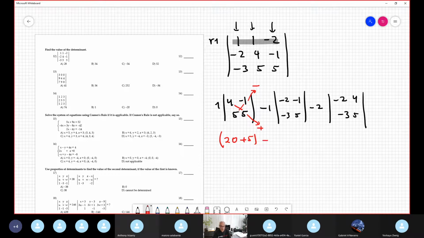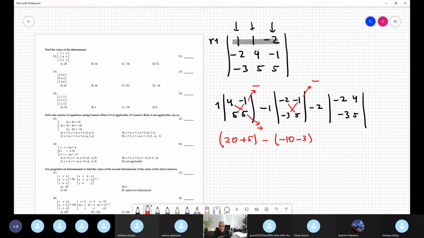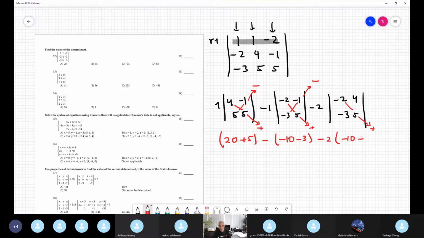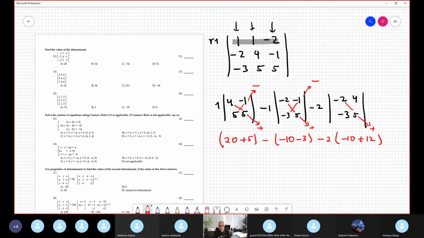Now here is a negative 10, negative 3, because you have 3 negatives in that case. The sign actually is positive, but negative 2 times 5 is negative 10. Negative 2 times this and this is negative 10 again, plus 12, because negative 3 and positive 4 and an extra negative become positive. This is 25.